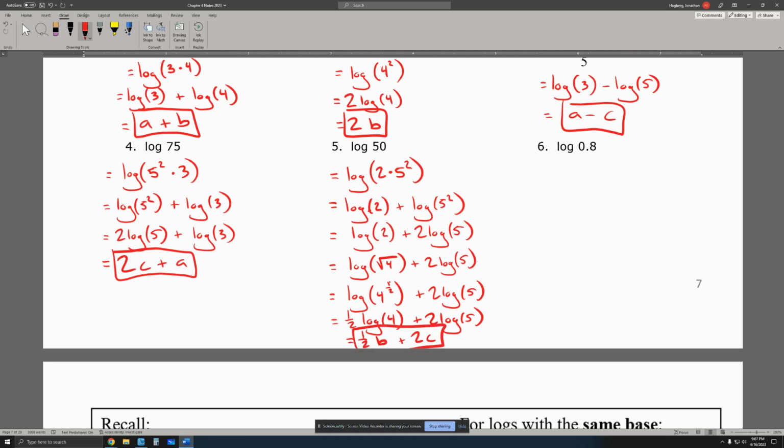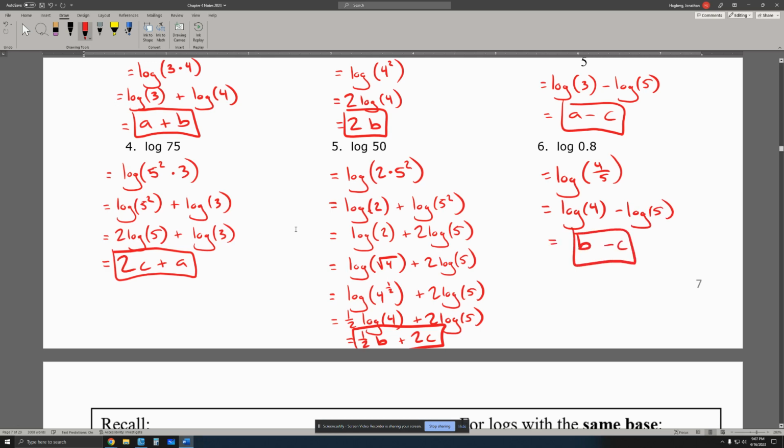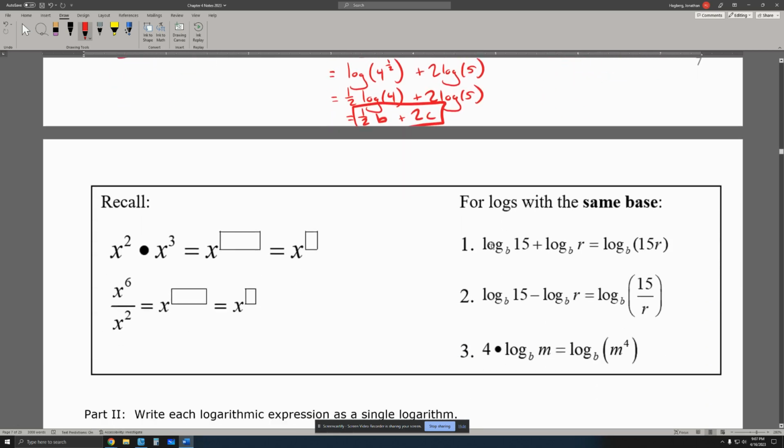All right. And last one, log of 0.8. I know that 0.8, its fraction equivalent is 4/5. So that tells me log of 4 minus log of 5, or b minus c. All right. Let's go ahead and flip the page.